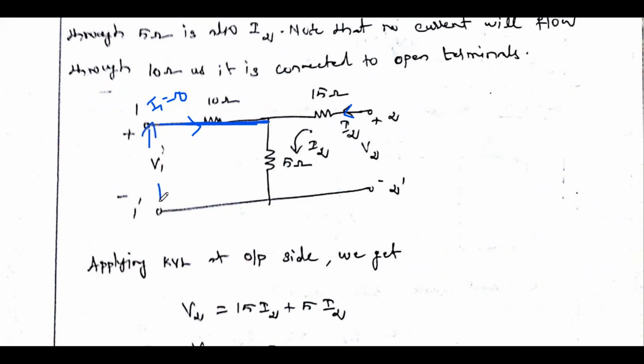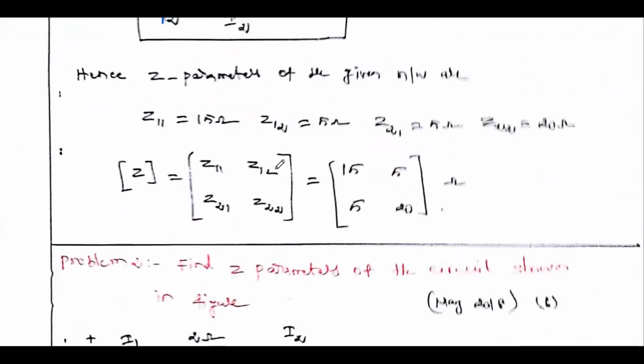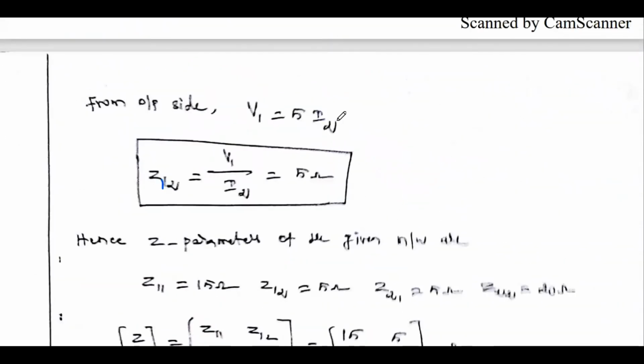Now which one is V1? According to the diagram, V1 is nothing but the voltage across the 5 ohm resistor. What is the voltage across the 5 ohm resistor? 5 into I2. So V1 can be written as 5 into I2. From that, the ratio V1 by I2 is called Z12. So this is the fourth Z parameter.